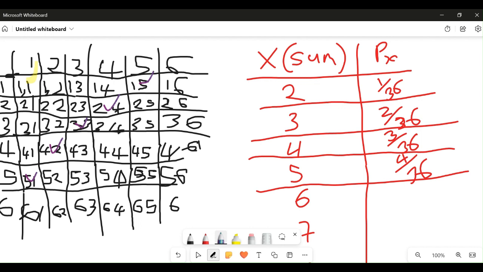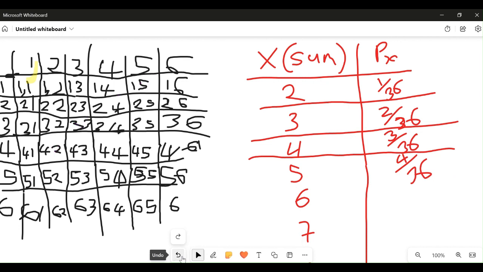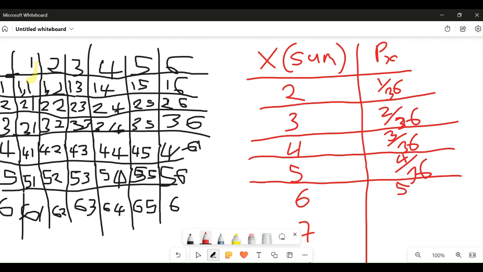So when we add all of them together, we have 1, 2, 3, 4, 5. Which means the probability will be 5 over 36. Probability will be 5 over 36. That's 5 over 36. Okay?